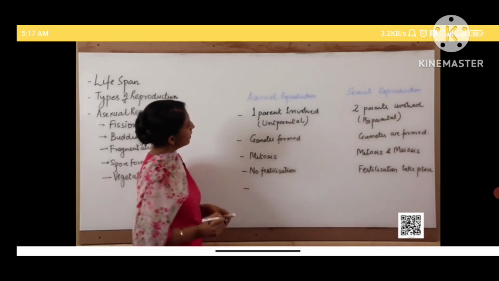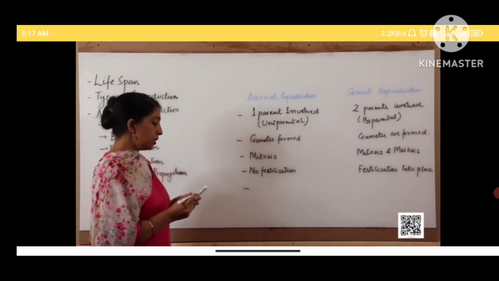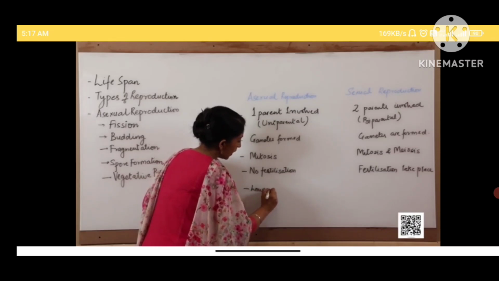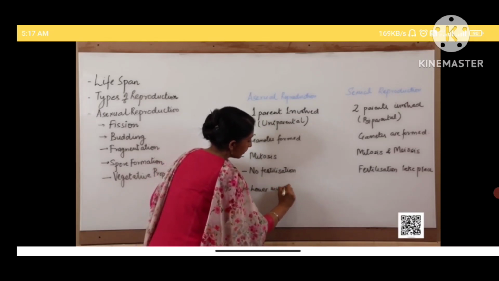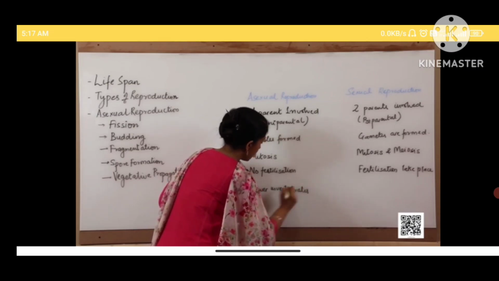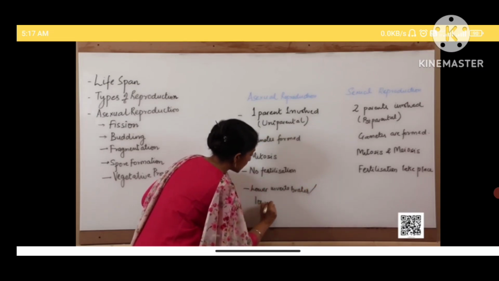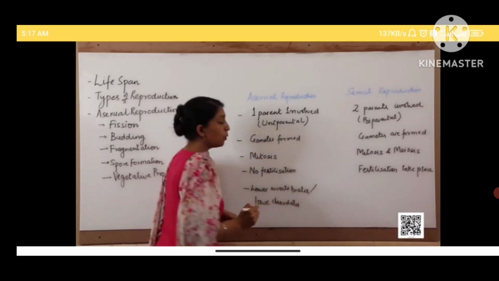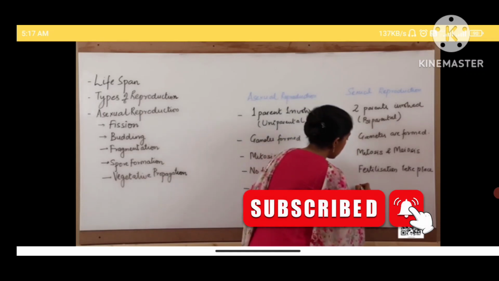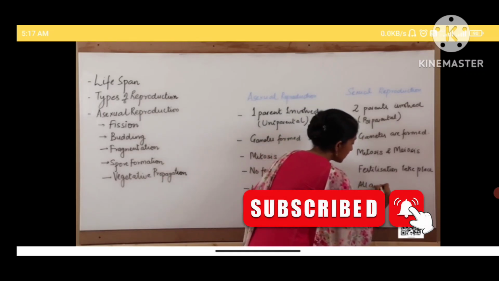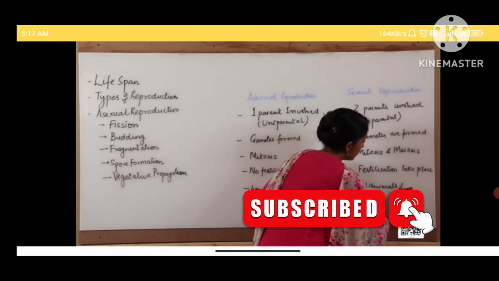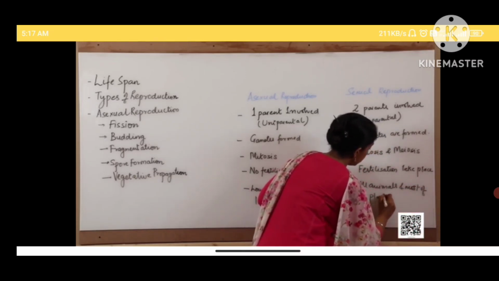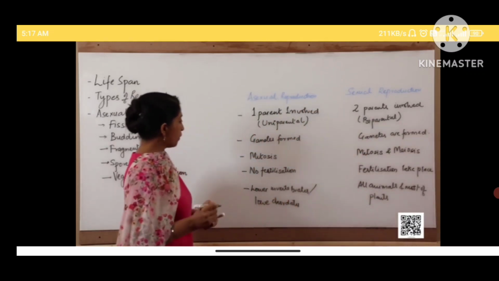Then, asexual mode of reproduction is usually found in the lower invertebrates as well as in lower chordates, whereas sexual mode of reproduction is found in all animals and most of the plants.